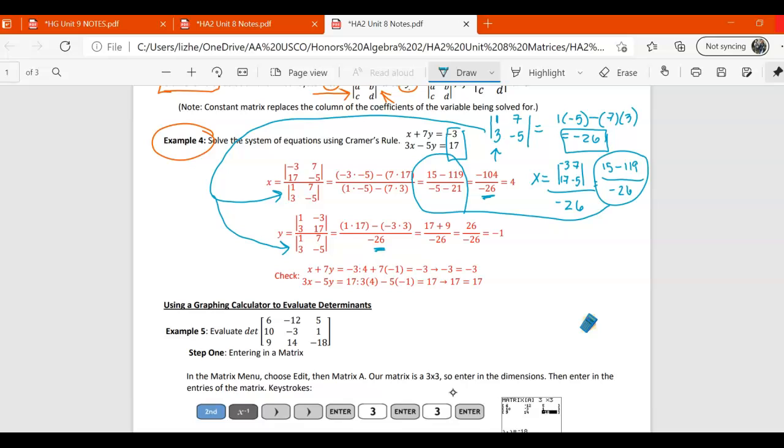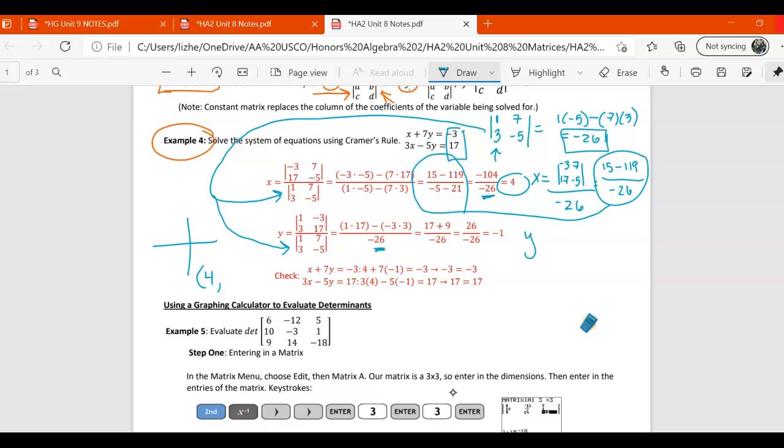So I know wherever these two lines go on my coordinate plane, they're going to cross at x equals 4. So you would have an ordered pair where they cross. The x value of my ordered pair is 4. And then I'm going to find my y value.